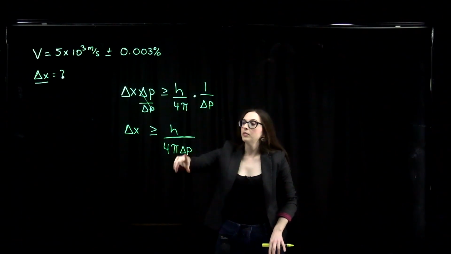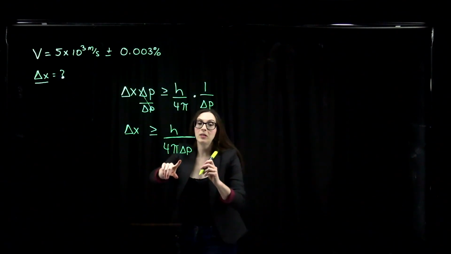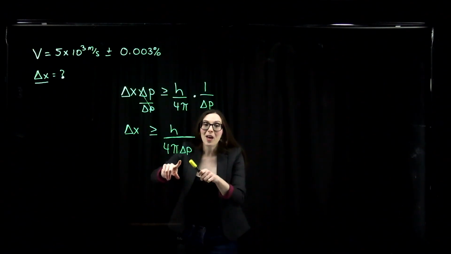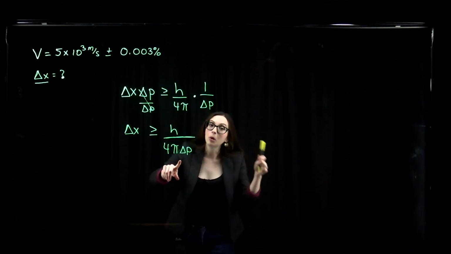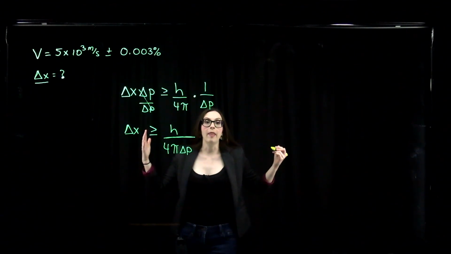To figure out delta p, that's my uncertainty on the momentum. This is not the momentum. It's my uncertainty on the momentum. So to figure that out, I have to figure out what is the momentum of my particle and then determine what is my uncertainty on that momentum.